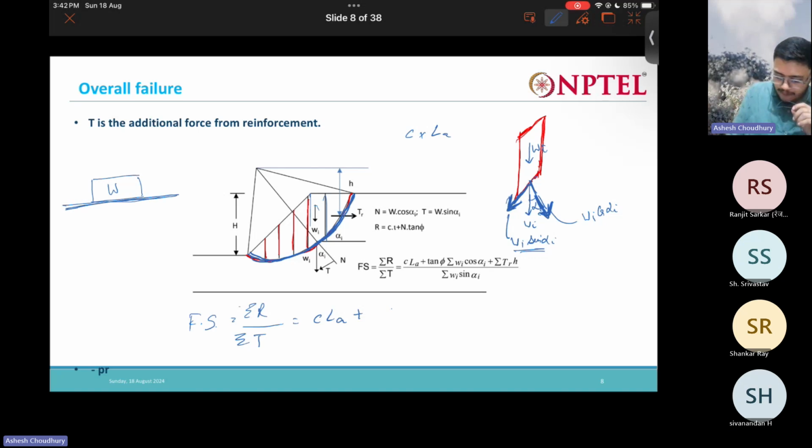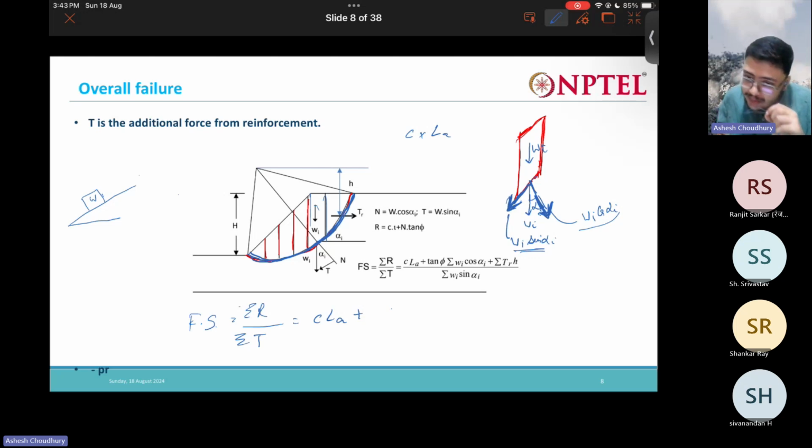Now what is the frictional force that is acting here at this surface? If you want to write, or say not plane surface, let me draw it like this. So what is the frictional force? The normal force times the friction angle. Now what is the normal? So normal force that is acting is Wi cos alpha i.